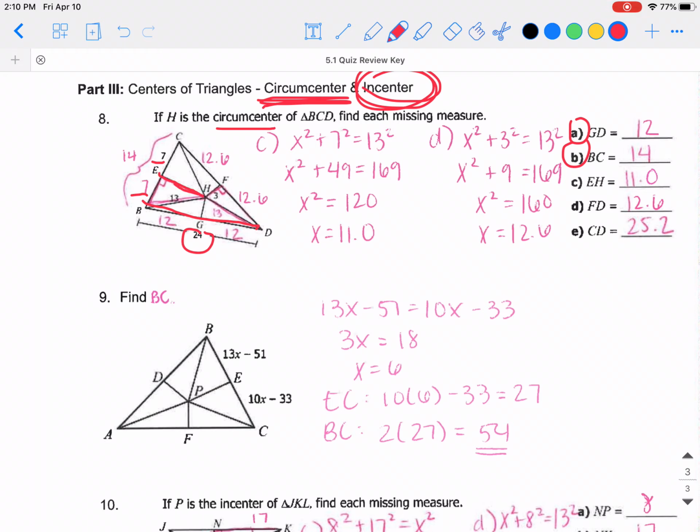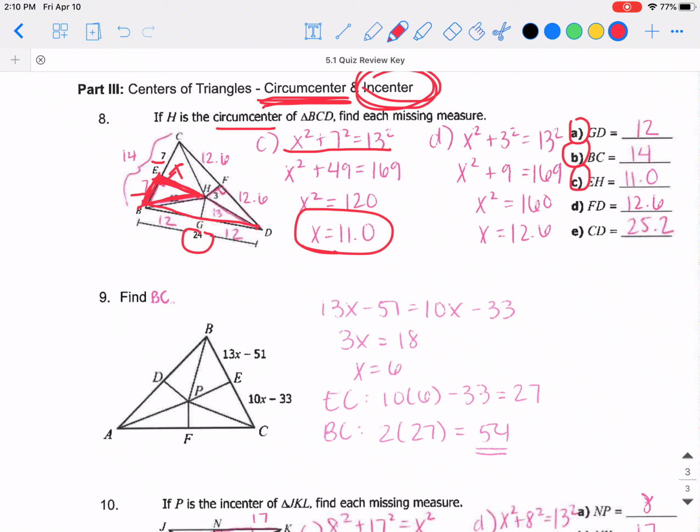is this line here. If you don't know anything about these lines, we have to use the Pythagorean theorem. So we're using this right triangle here. We know that our hypotenuse, which is across from the right angle, is 13. One of the sides is 7. The other side we're going to call x. So to solve for this, we're going to do x squared plus 7 squared equals 13 squared, and then solve for x using a calculator, which is 11.